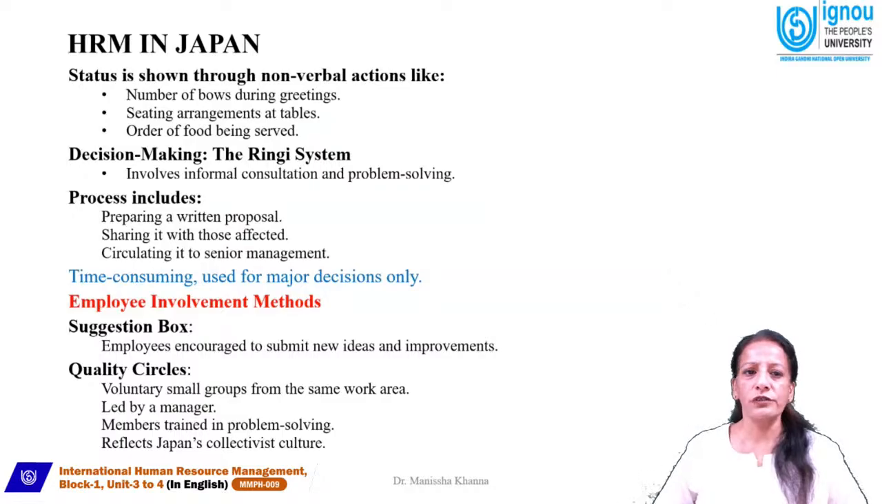Status in Japanese culture in the organizational context is shown with non-verbal actions, like the number of bows during greetings, sitting arrangements at the table, or the order in which food is served. When we see the bows during greetings, the lower they go, the more respect it shows towards higher hierarchy or seniority.